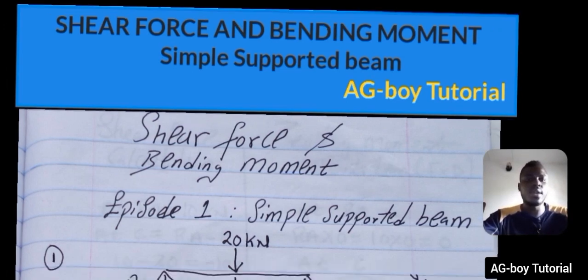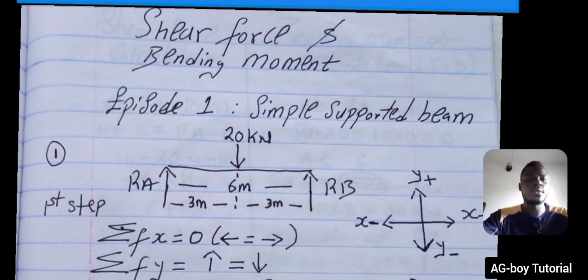Let's see what we have. Okay, now this is our example for episode 1. We have a 20 kilonewton downward, and also both reactions, reaction A and reaction B, which are unknown, on a distance of 6 meters. Our 20 kilonewton is at the middle, therefore we have 3 meters at both sides, making a total of 6 meters.